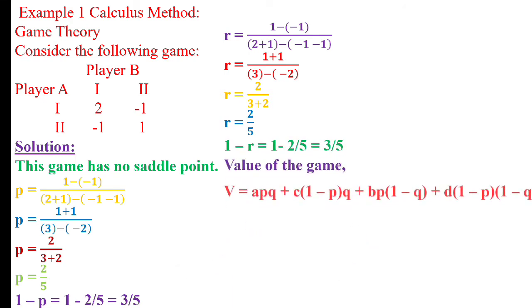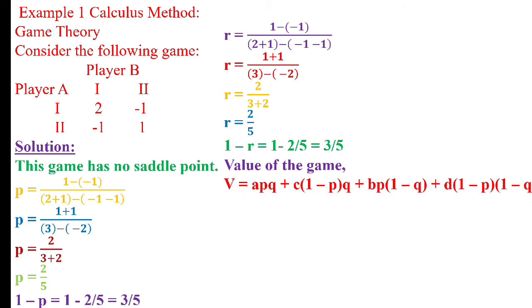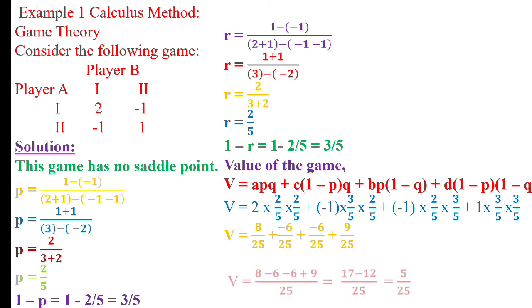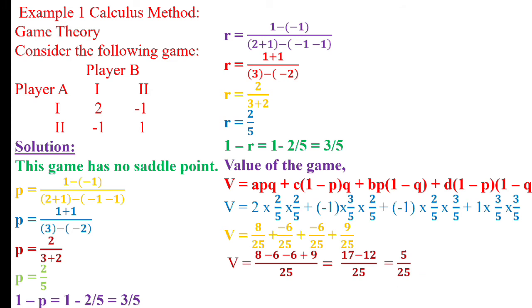Value of the game: here is where the difference will come. So we will substitute that value: 2 into 2 by 5 into 2 by 5 plus minus 1 into 3 by 5. This is the calculus method or the algebraic format. So with both ways substituted, we'll get this value. The denominators are equal, therefore we can calculate the numerator: 8 minus 6 plus 9, 17 minus 12, so we get 5 by 25. This is also a positive value, so the game is favorable to player A. In this way another problem can be solved.